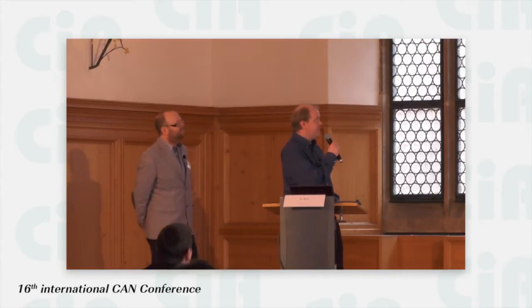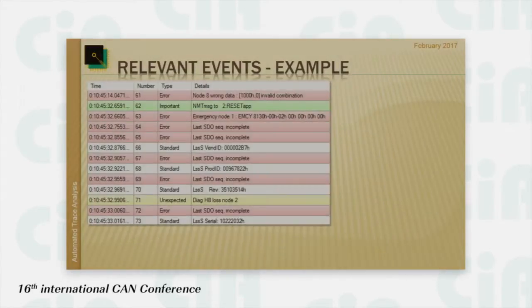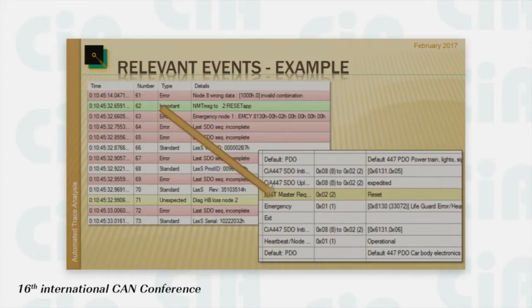So here we have an example of analysis of a trace recording, automated analysis. At this level, we don't see any CAN messages. All we see is a list of events, color-coded to different importance levels. And by clicking on one of these events, it can show us directly the responsible CAN message in the context of the trace recording.